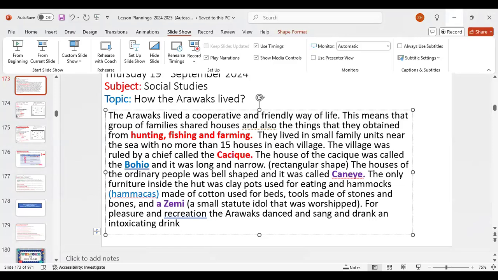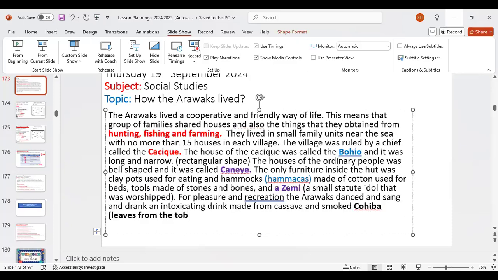Yes, finally. A drink made from cassava, and they smoked cohiba. Now, cohiba is basically leaves from what type of plant? Marijuana plant? No, tobacco. So leaves from the tobacco plant. They used to also indulge in tobacco smoking.